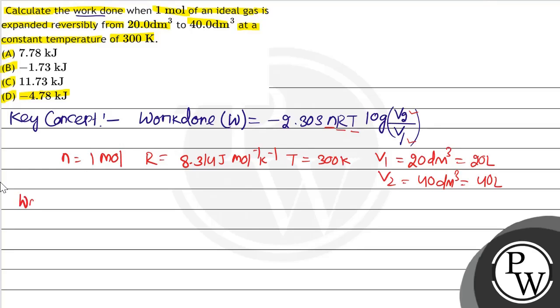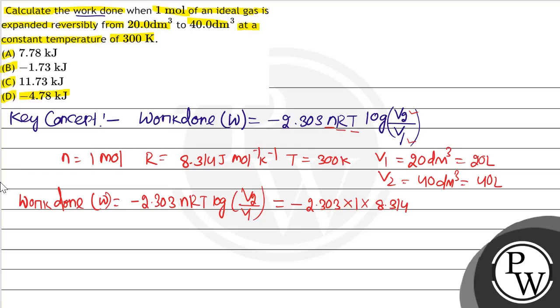So work done W is equal to minus 2.303 nRT log V2 by V1, which is equal to minus 2.303 into n equal to 1, R 8.314, into temperature 300, into log V2 by V1, that is 40 by 20, and the value here comes out in joule.